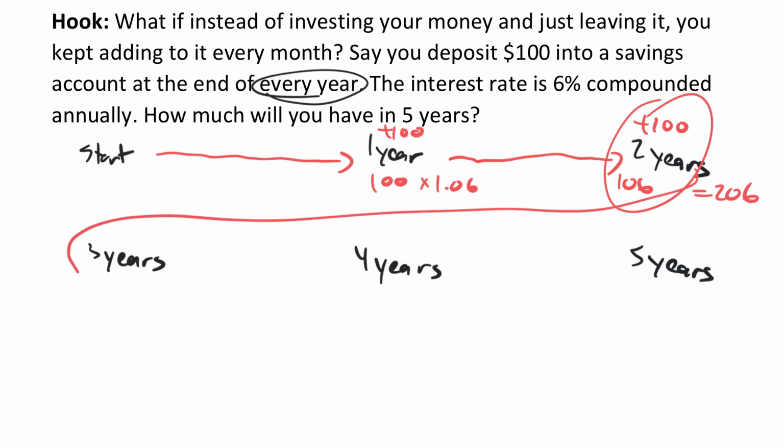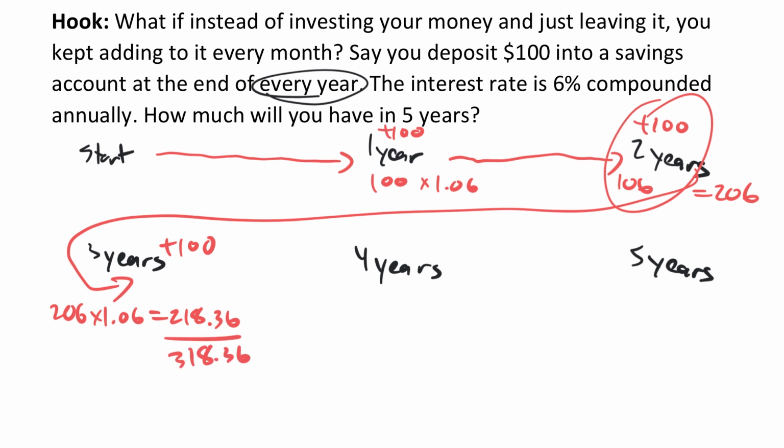Okay, we're going to go over here to 3 years, and so another year goes by. That $206 generates interest for us, so 206 times 1.06. And that's going to give us $218.36. But it's the end of another year, so we add another $100. So that's going to give us $318.36.